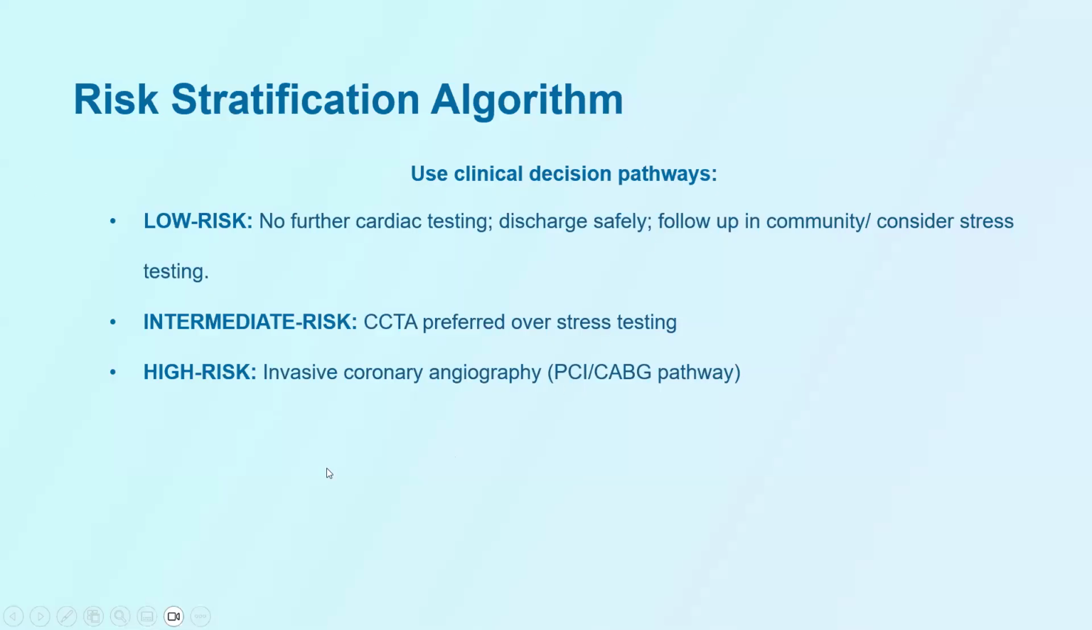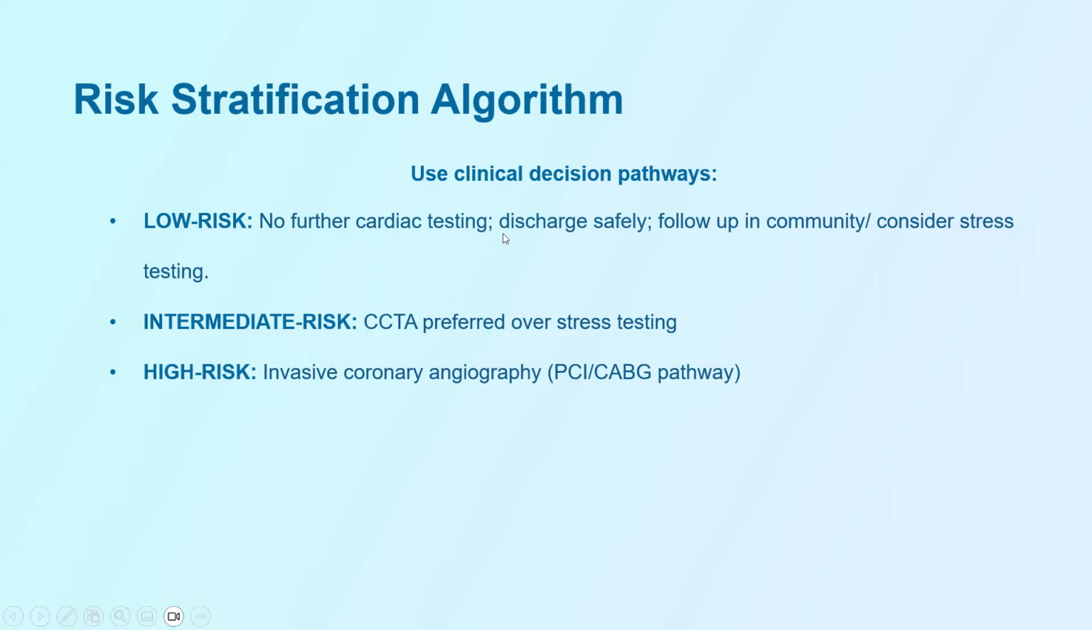Okay, now how we decide what to do for what patient. We use a score that we call HEART. We will discuss what HEART stands for. Low risk, intermediate risk, high risk. Low risk, we don't do more testing.